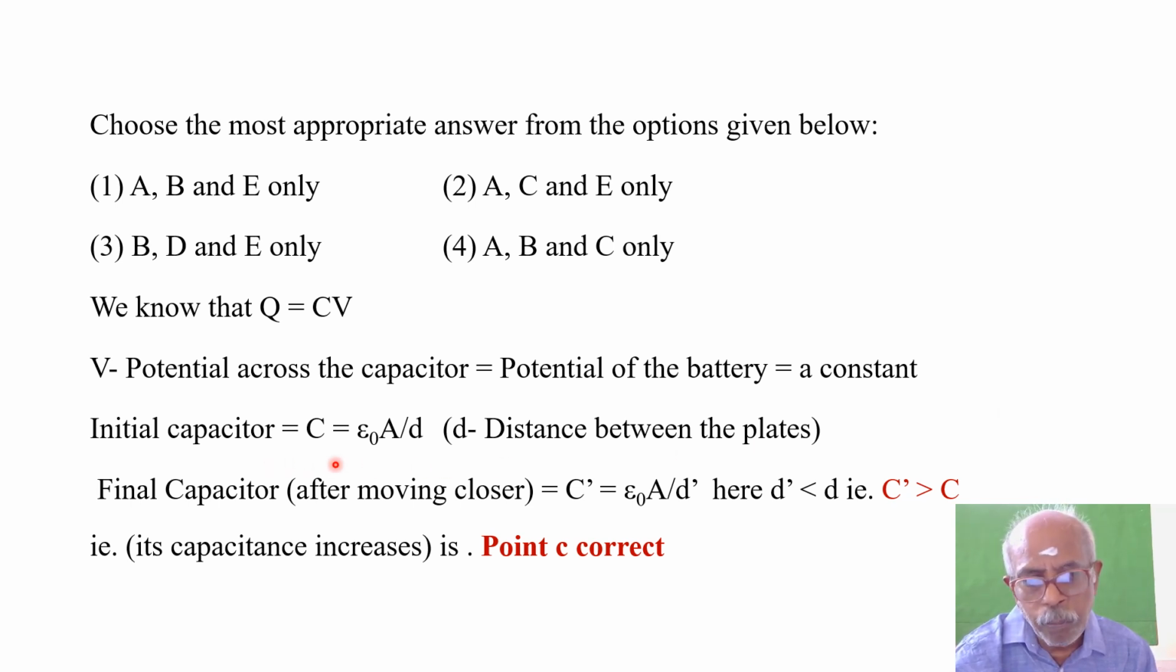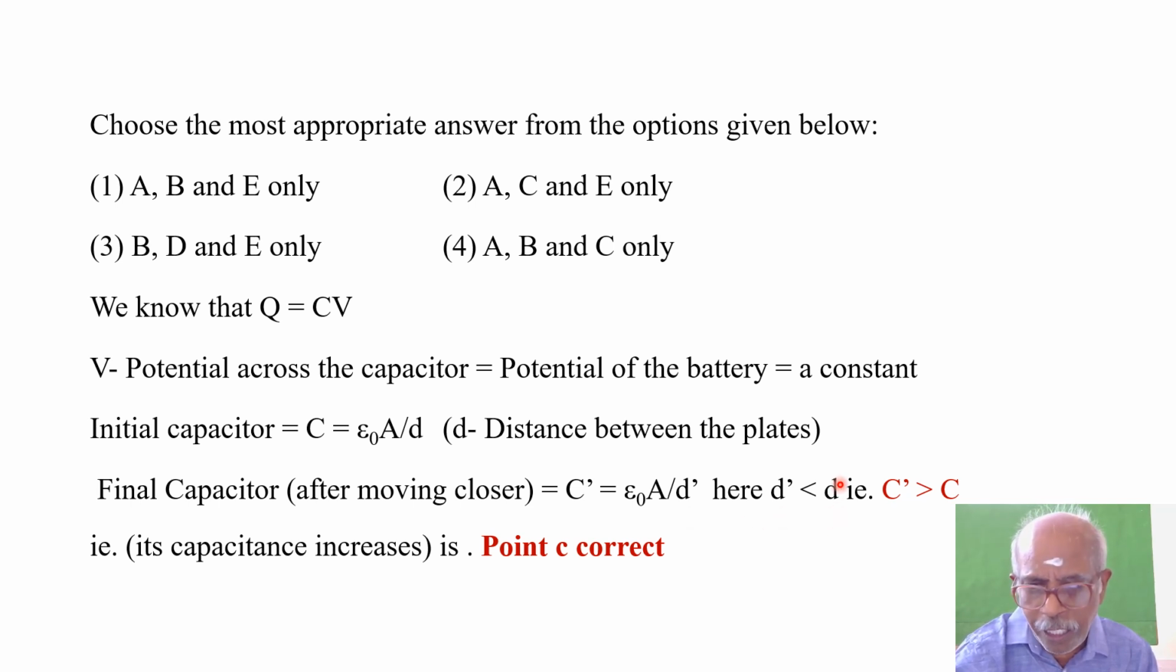Okay? Initial capacitor C is equal to... Initial means what? Before the plates of the capacitor are moved closer. So C is equal to epsilon naught A by D. Of course, D is the distance of separation between the two plates. So final capacitor after moving closer, what will happen? D will decrease. It means what? In the LHS, C will increase. So the new capacitor is C dash, that is equal to epsilon naught A divided by D dash. So D dash is less than D.